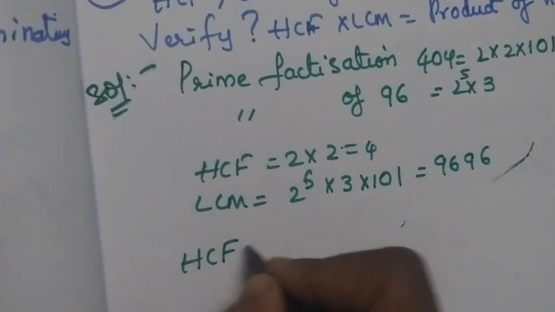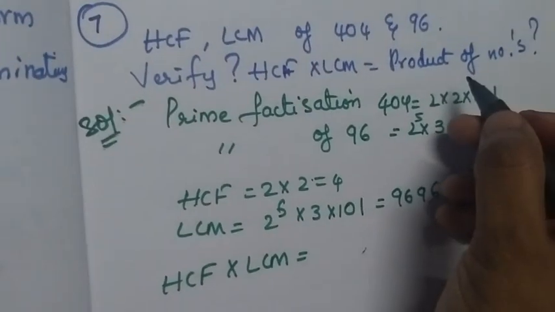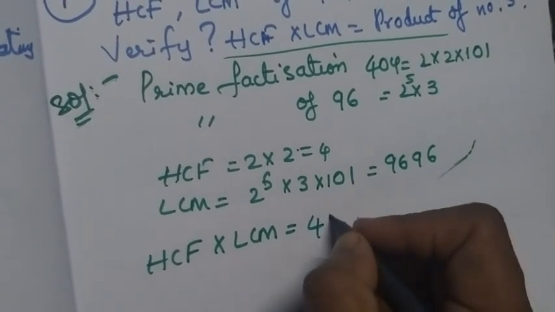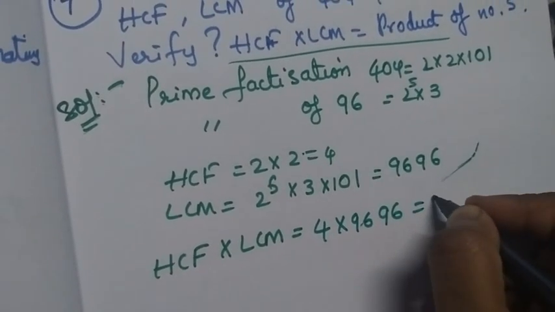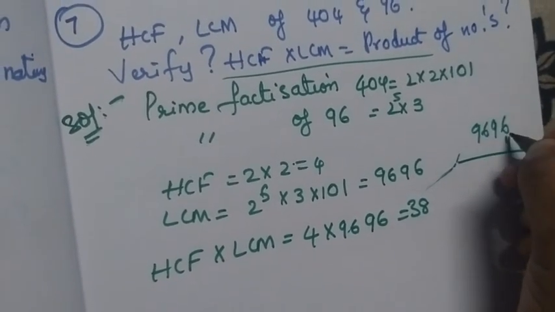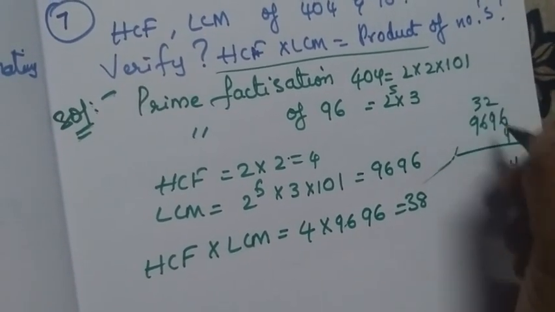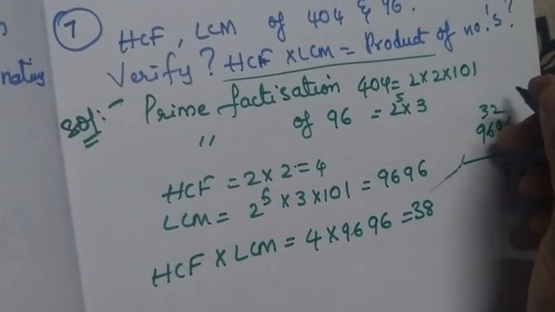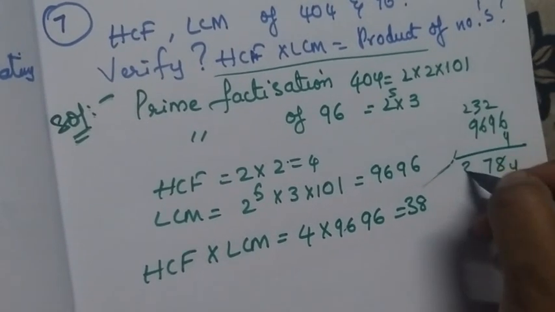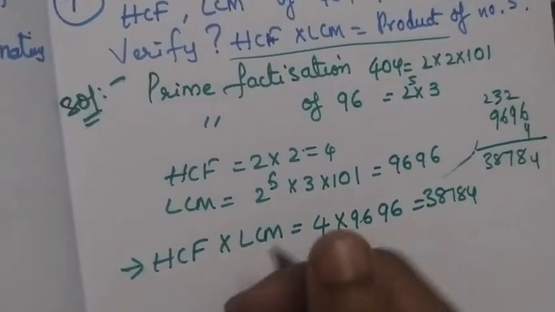So HCF and LCM product, we have to verify this one. HCF into LCM is 4 into 9696. That is what we will get after multiplication. 4 6s are 24, 4 9s are 36, 37, 38. Okay, 4 6s are 24, 25, 26, 27, we will get. 4 9s are 36, 37, 38. So 38784 is the product of HCF and LCM.